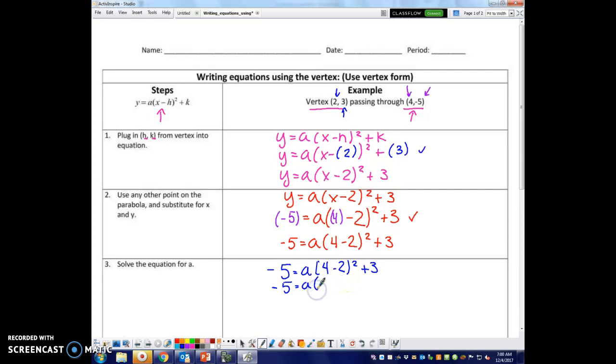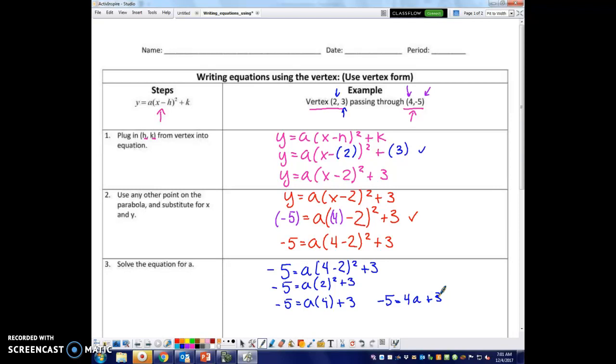What is 4 minus 2? It's 2. Squared plus 3. Okay, now let's deal with our exponent. Negative 5 equals a times 2 squared, which is 4, plus 3. So this a times 4 is the same as saying negative 5 equals 4a plus 3. Same thing, okay? They're just multiplying. It doesn't matter which way you write it.